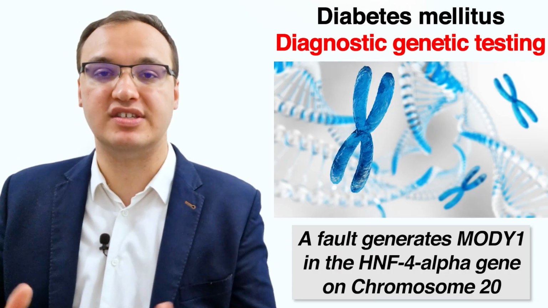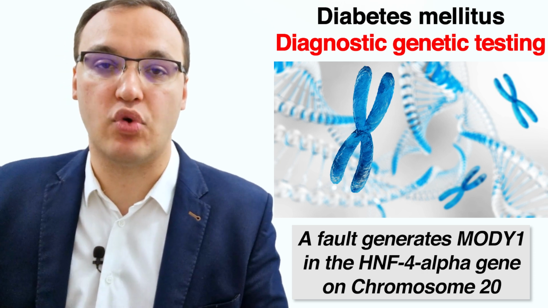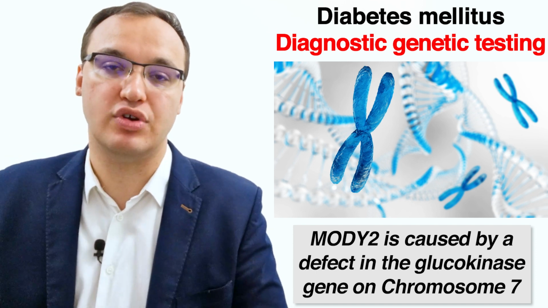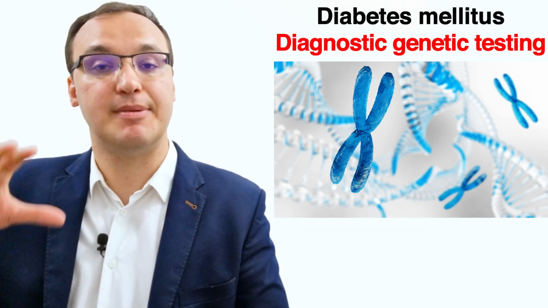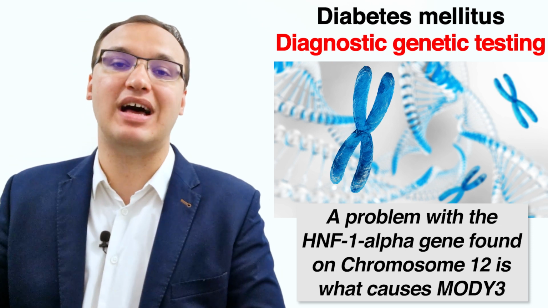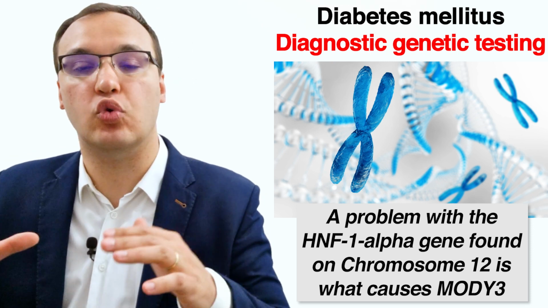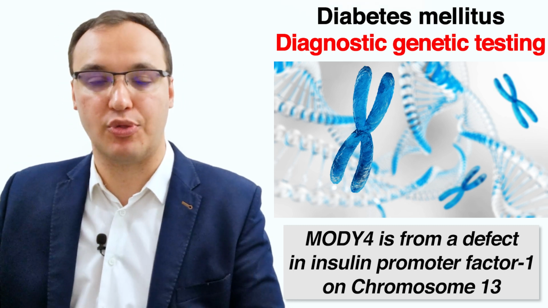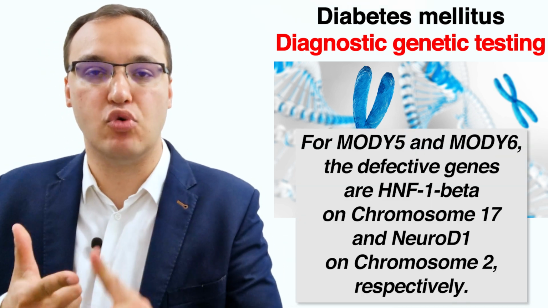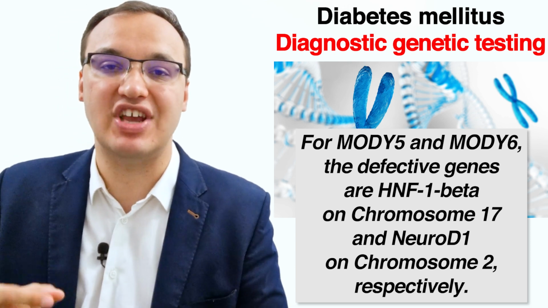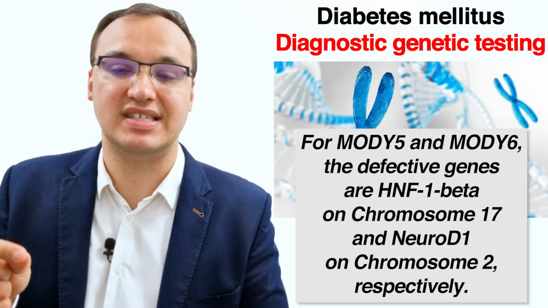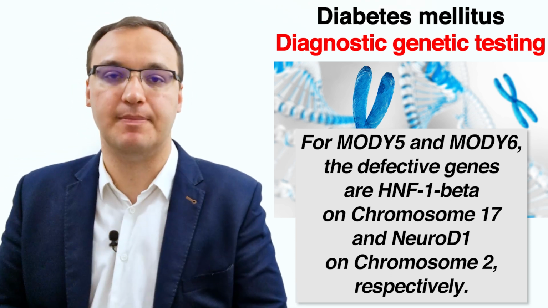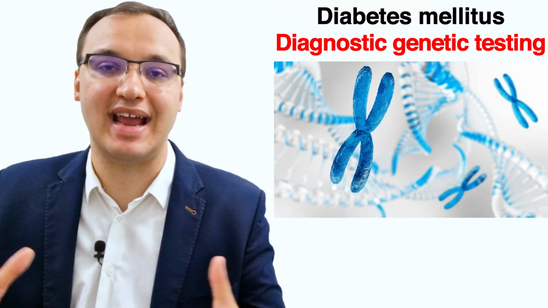And the fault generates MODY1 in the HNF4 alpha gene on chromosome 20. MODY2 is caused by a defect in the glucokinase gene on chromosome 7, and the problem with the HNF1 alpha gene found on chromosome 12 is what causes MODY3. MODY4 is from a defect in insulin promoter factor 1 on chromosome 13, and for MODY5 and MODY6, the defective genes are HNF1 beta on chromosome 17 or NeuroD1 on chromosome 2, respectively. And finding these genes is what makes the diagnosis of MODY clear.